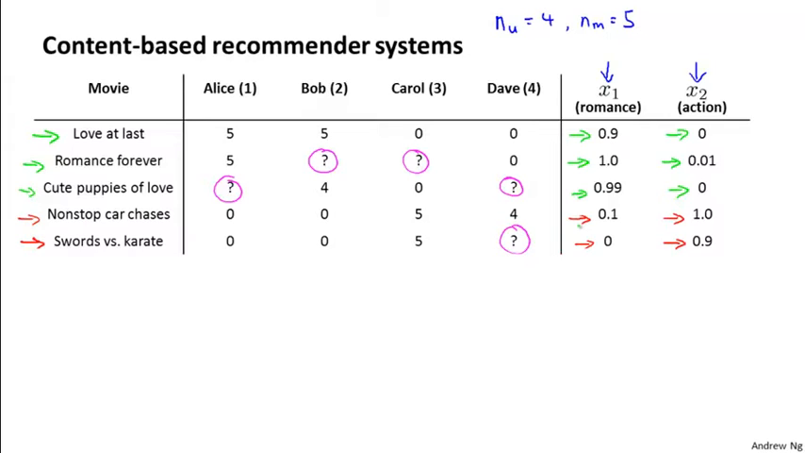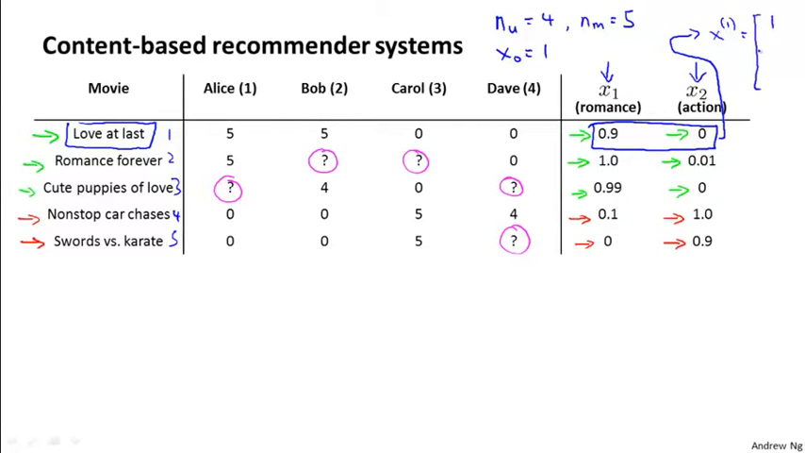So if we have features like these, then each movie can be represented with a feature vector. Let's call these movies 1, 2, 3, 4, and 5. For my first movie, Love at Last, I have my 2 features, 0.9 and 0. And so these are features x1 and x2. And let's add an extra feature, as usual, which is my intercept term feature x0, which is equal to 1. And so putting these together, I would then have a feature vector x superscript 1, which denotes the feature vector for my first movie. And this feature vector is equal to 1, where the first 1 is this intercept term, and then my 2 features, 0.9, 0, like so.